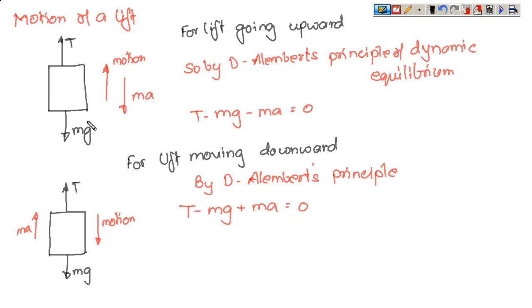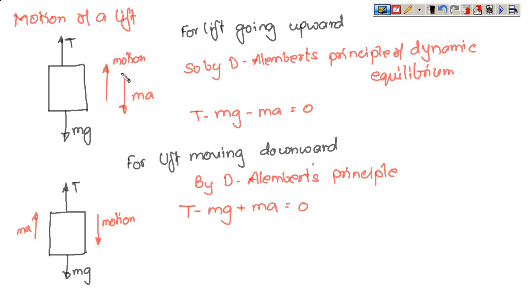If there is no mention of passengers, do not try to add any other component into it. There will be a mass of the lift. This mass has to be multiplied by g, gets converted into mg, which is the weight of the lift. Now, there are two possible motions. First, let us see if the lift is going upward.